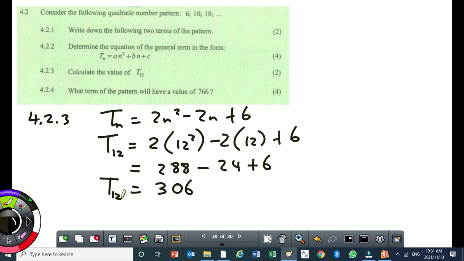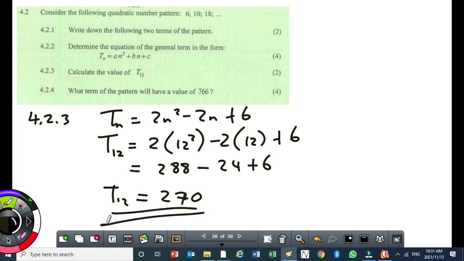Can you check that for me? Yeah, make a mistake. It's not 306. That is 264. If I subtract 24 from that, I get 54. No, not 54. I get 64 plus 6. I get 270. Usually I added, so it should be 270. Is that right? Yes. Right.